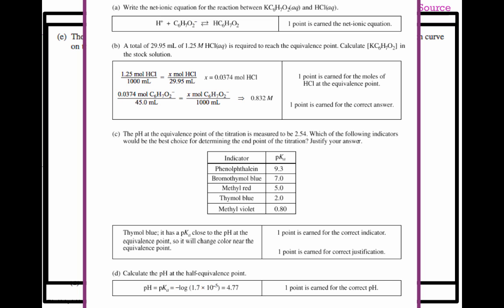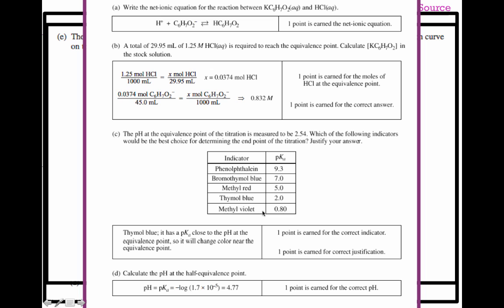And then the stock solution, calculating the concentration. So you can use MAVA equals MBVB if you want, or you can find moles of HCl, and that's how many moles of the sorbate ion that you would need. And then you divide it by your volume, which is 45 milliliters. And so 0.832 molar. And notice the way these points are broken down, you get moles of HCl. So even if you're like, I'm not sure what to do here, I know I'm given a concentration and a volume, I can find moles. Notice you still get one of those points just for finding moles.